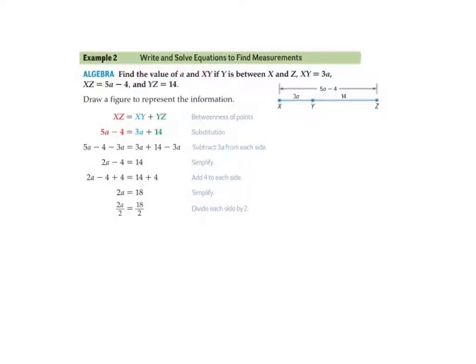Alright, so let's have a look at what you've got for example 2. What are you told? These are basically additions. Now we've got algebra, but you can see that XZ is 5a minus 4, XY is 3a, and YZ is 14. So this time you've got to add this section and this section together in order to equal that. Okay, so it's 2 segment additions to equal the full length, and it's just basic algebra, and you can come up with it. So a is equal to 9 on this.